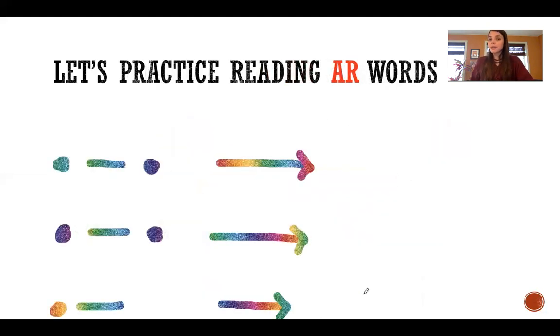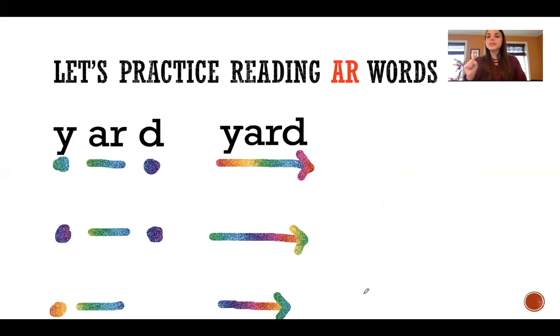Let's practice being a pirate and reading some AR words. To help us blend these words together, we are going to use rainbow buttons and rainbow lines. To do this, you are going to take your pointer finger and carefully place it on the screen. So whether it's your iPad screen, a computer screen, whatever, you're going to use these buttons and lines to help you blend these words together.